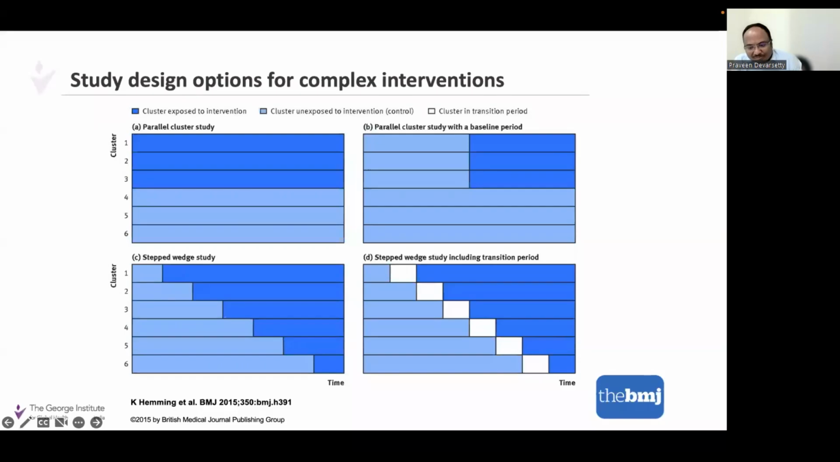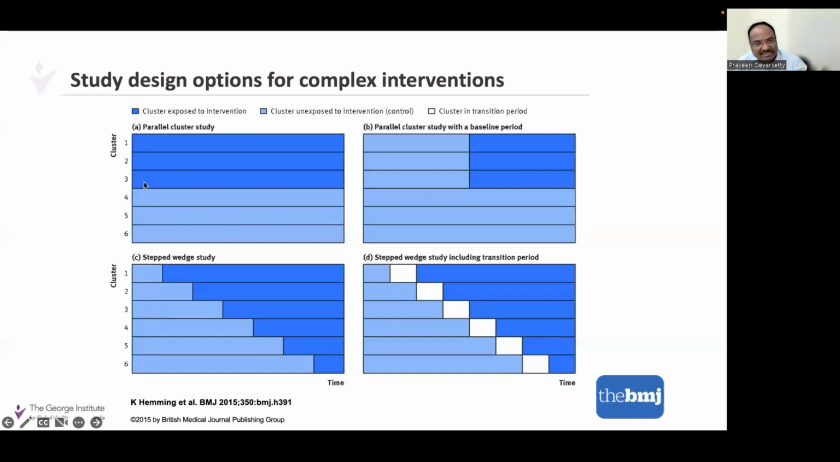Examination, and also estimates the indirect effect of intervention. So there are broadly three types of cluster trials to choose from. One is the conventional cluster randomized control trial that we all know. So here on the first left top graph, we have 6 clusters, and the horizontal line is the timeline.